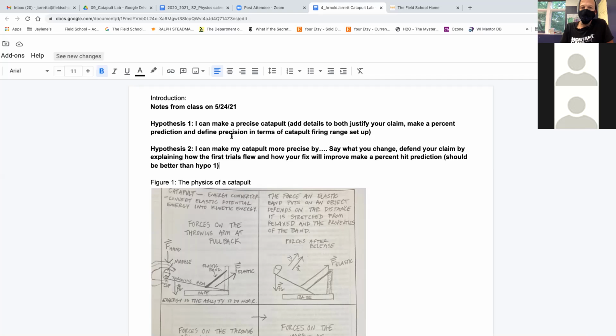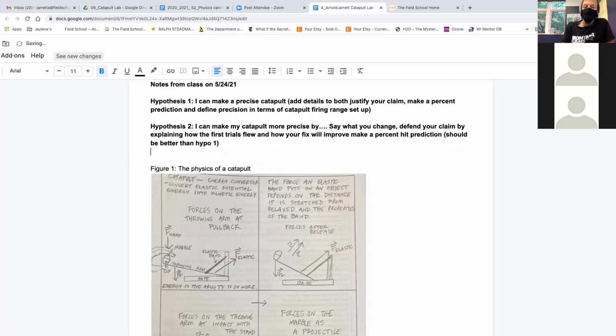Wait, Jared, do we do our data before making the first hypothesis? No, but you do mess around with the catapult a bit to make it. Then after you do that, mess around with it, make your hypo, then you collect your data. All right. Next step.